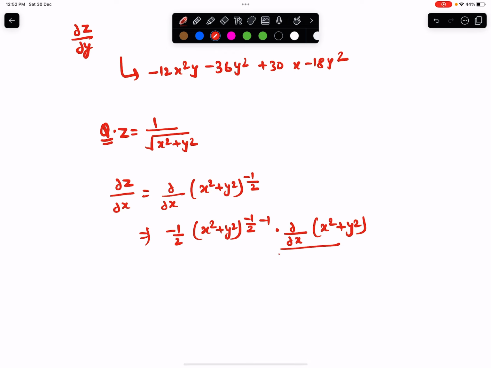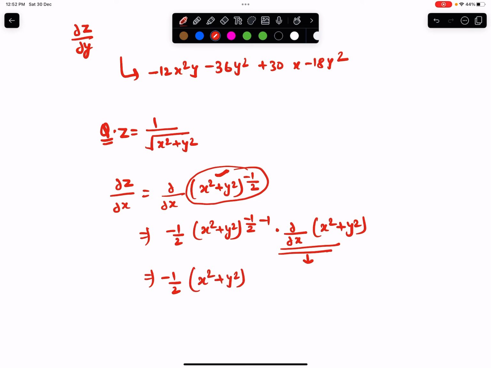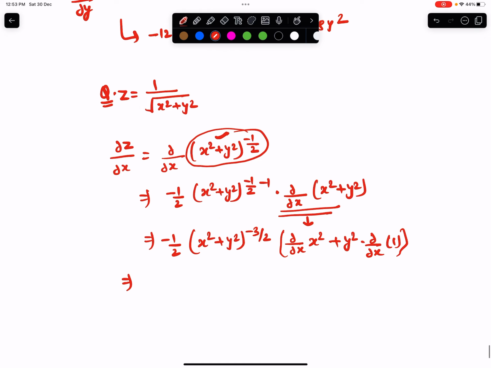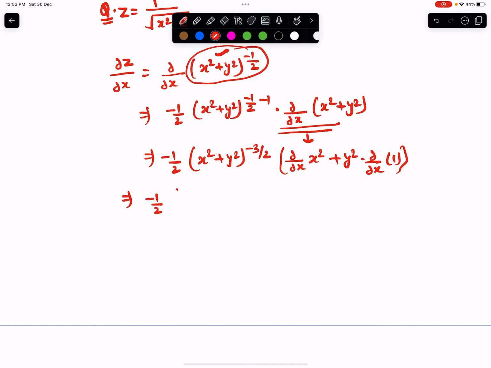How will we get this? We get this by the chain rule. First we differentiate the whole term, then we differentiate the inner term. So this will become minus 1 by 2 (x² + y²) raised to the power minus 3 by 2, and if we differentiate this, we will write it as ∂/∂x of (x² + y²) into ∂/∂x of 1. So this will become minus 1 by 2 (x² + y²) raised to the power minus 3 by 2, into 2x plus 0.